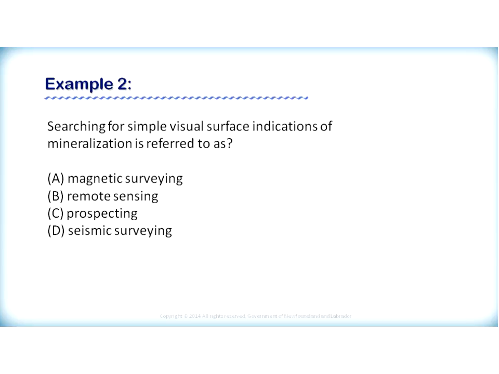Example number 2 reads, searching for simple visual surface indicators of mineralization is referred to as. So the key here is we're looking for visual surface indicators. When we look at the surface of the Earth and we look for mineralization in rocks on the surface, this is carried out by prospecting, where individuals actually get out into the field and they look for minerals within the surface rocks. So the answer to this question would be C, prospecting.